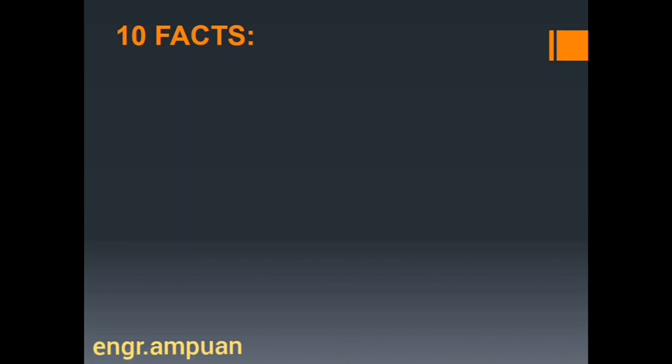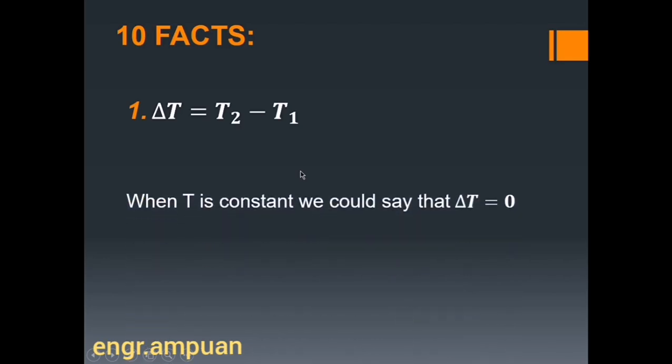So first, I would like to tell you about 10 facts before we go to the derivation for each process. The first fact is about the change in temperature, or the change in any variable. When we say change in temperature, this is the final temperature minus the initial temperature. When we say the change in volume, that is the final volume minus the initial volume.